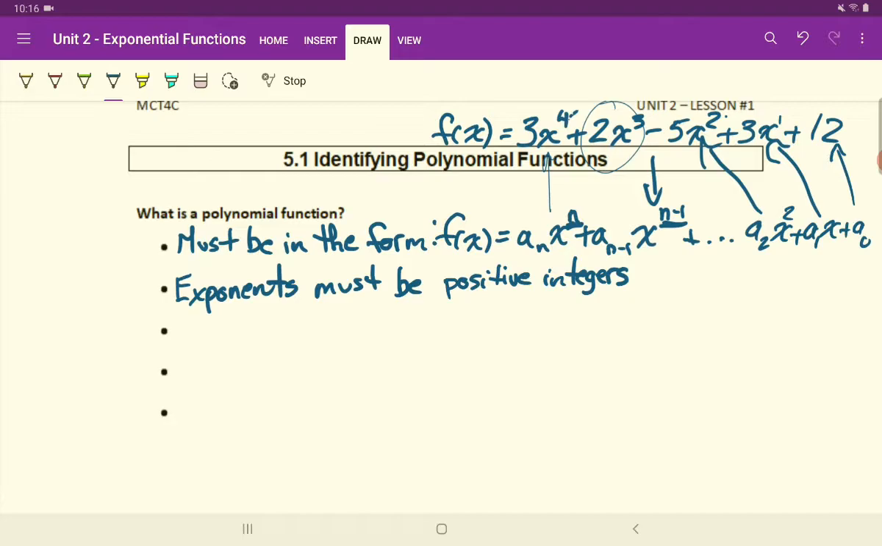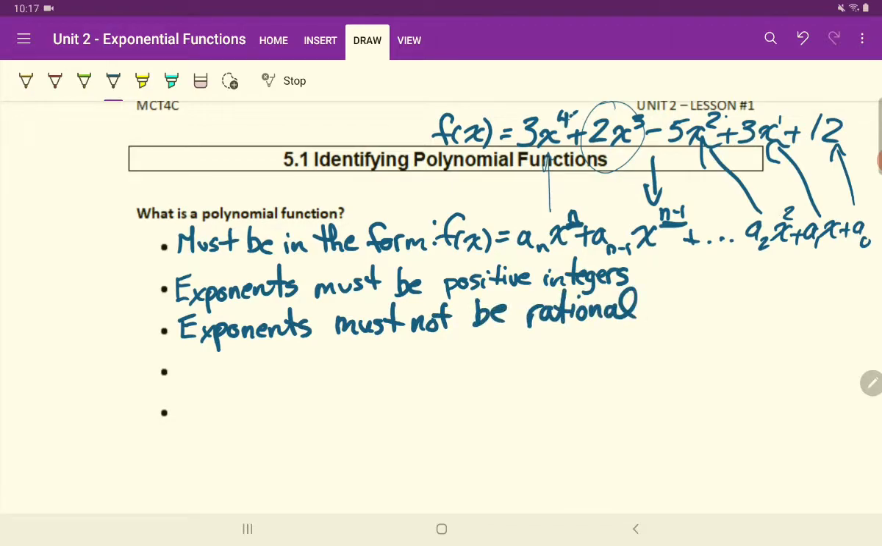Okay? On top of that, it can also not be a rational number, meaning your exponents cannot be fractions. So exponents must not be rational. So I'm using the word rational instead of fractions. Okay, so that means it can't be a decimal, your exponents. You can't have a power of, 3x to the power of 2.4, okay, or 3x to the power of 1/2. You can't have that. That means it's not a polynomial function, okay? It has to be positive integers, and then they cannot be rational numbers.